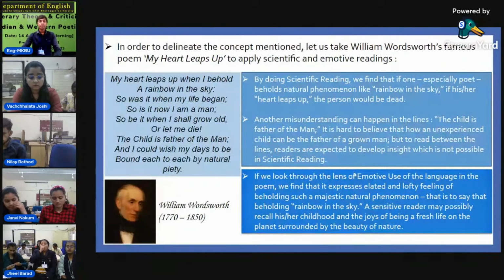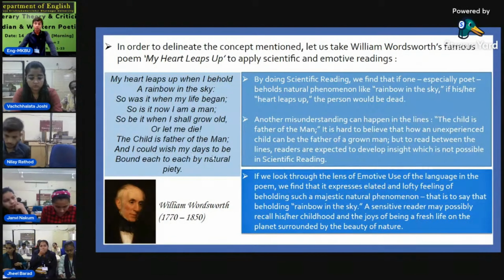It is that my heart leaps up when I behold a rainbow in the sky. So was it when my life began. So is it now. I am a man. So be it when I shall grow old or let me die, the child is father of the man, and I could wish my days to be bound each by natural piety.